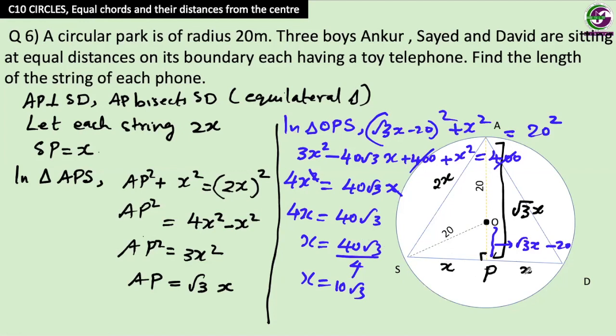The value of x is 10 root 3, so therefore SD will be equal to 2 times 10 root 3, which is 20 root 3 meters. That is the distance between two boys, or that is the length of the string. And if you want to replace the value of root 3, it is 1.7 multiplied by 20 meters. You will get the value in terms of decimal. Not exact because root 3 is an irrational number, but an approximate value for this irrational number.